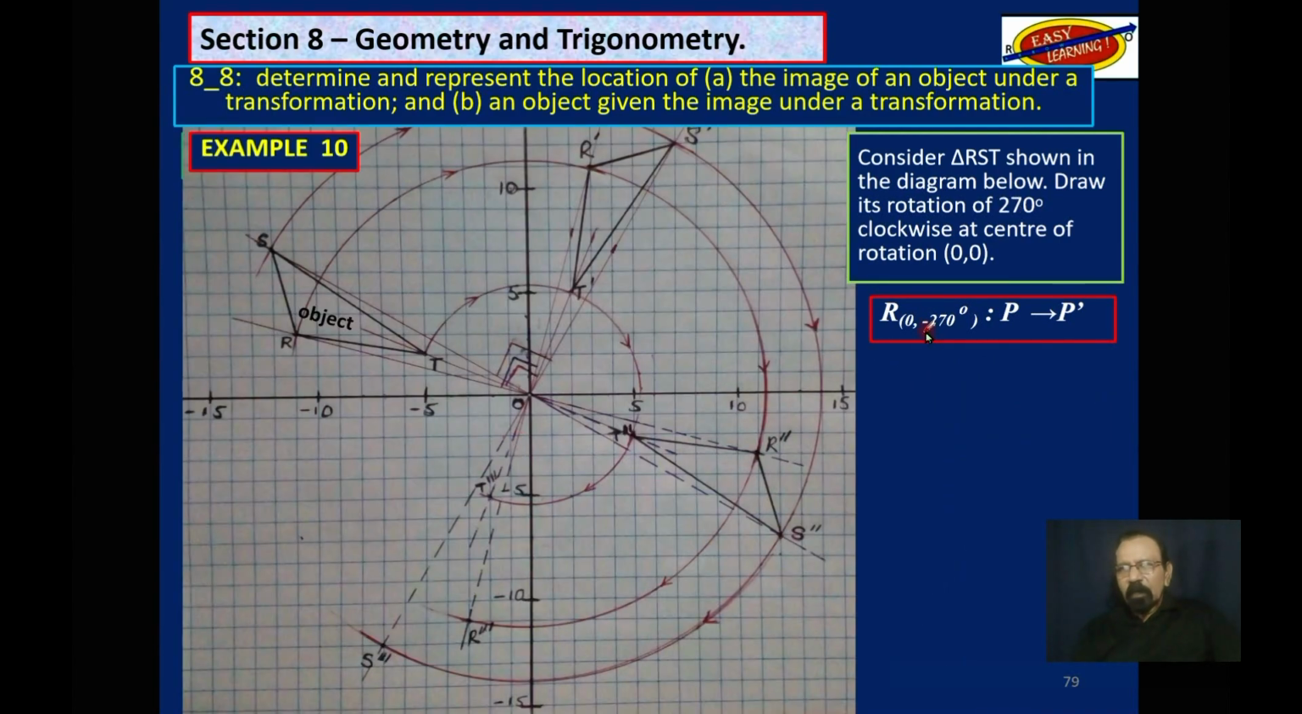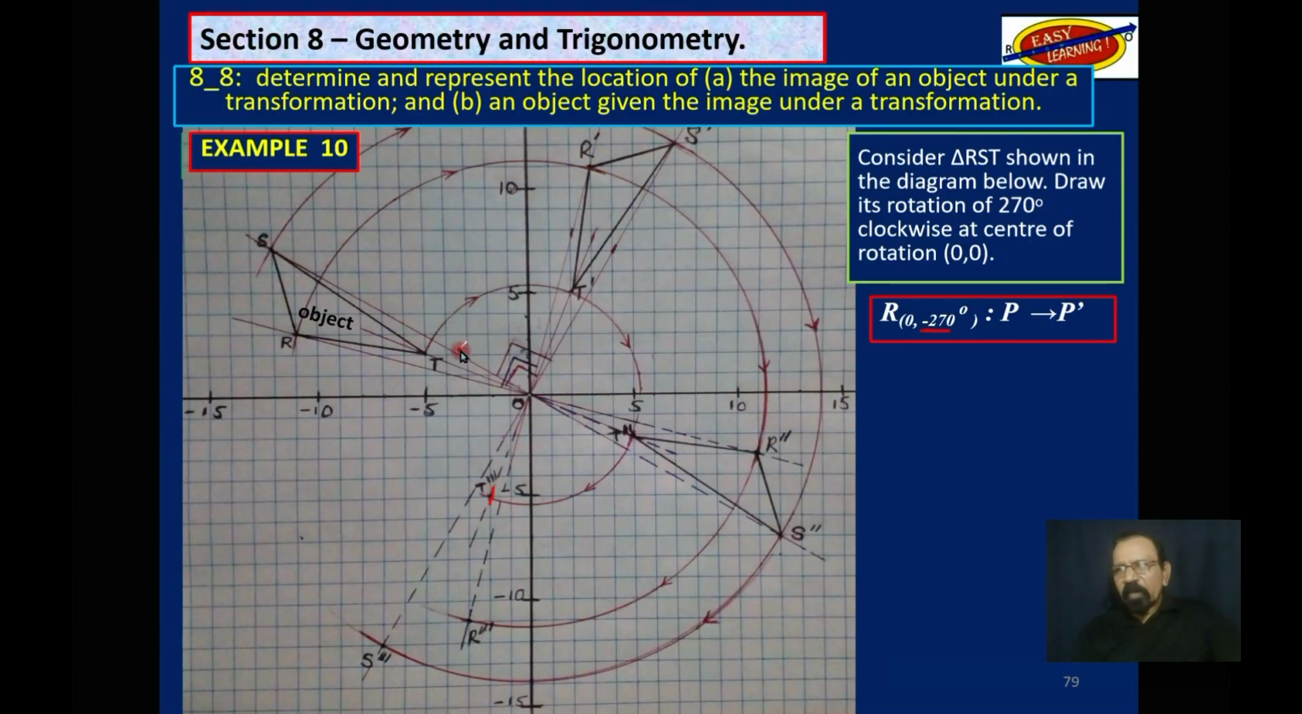Example 10, 270 clockwise, which is all the way around here. Draw this line and measure 270 that way, which would give us this line.